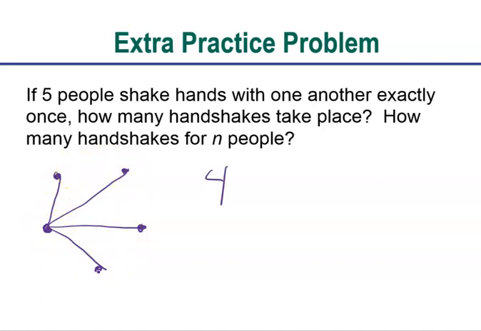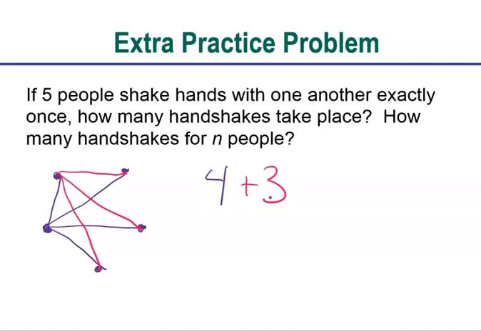All right, now let's move on to your buddy over here. I'm going to change colors. Now, I'm not going to do this handshake from your buddy back to you, right? We've already done that one. But your buddy hasn't shaken this person's hand, or this person's hand, or this person's hand, right? So that's plus 3 more handshakes.